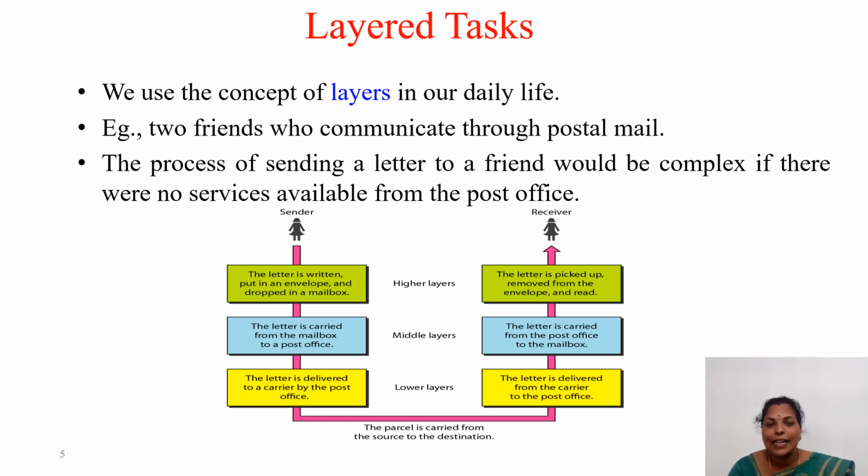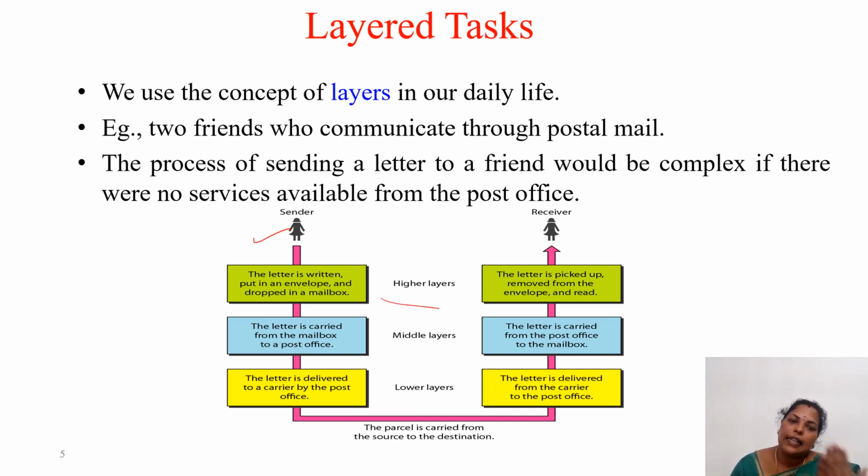For writing a letter, the sender needs to do some activity to post or send a letter to the friend, that is the receiver. So first the sender has to write a letter. Before that he or she has to buy a letter, then write a letter, then put it in an envelope and drop it in a mailbox. And the letter is carried from the mailbox to the post office. So the first task, the sender is doing some activity, that is in the higher layer. See here it is in the higher layer.